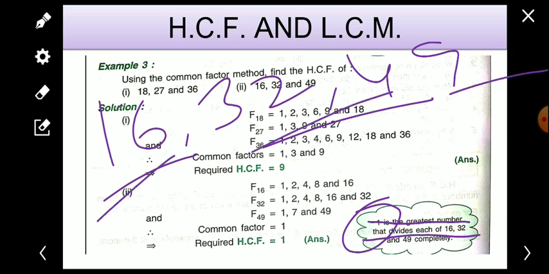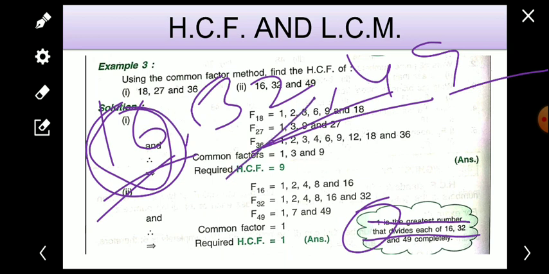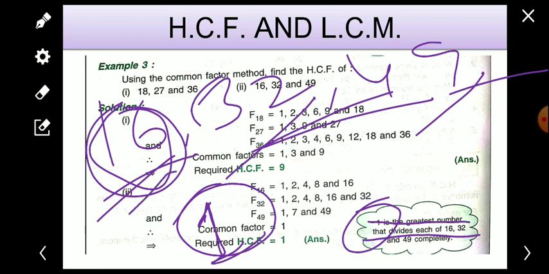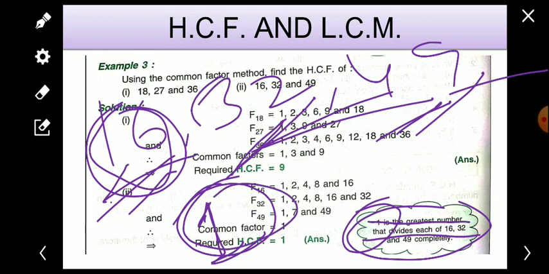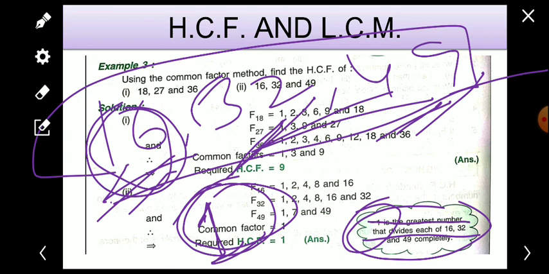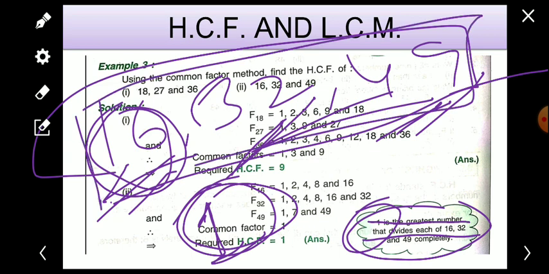If you write all the factors of 16, the factors of 32 and the factors of 49, and try to find the common factor, you will get only one factor, that is 1. So this is the HCF of 16, 32 and 49. You can check, you will find the HCF of 16, 32 and 49 is 1. It means 1 is the greatest number which can divide these three numbers. So like this, there are many groups of numbers whose common factor is 1.